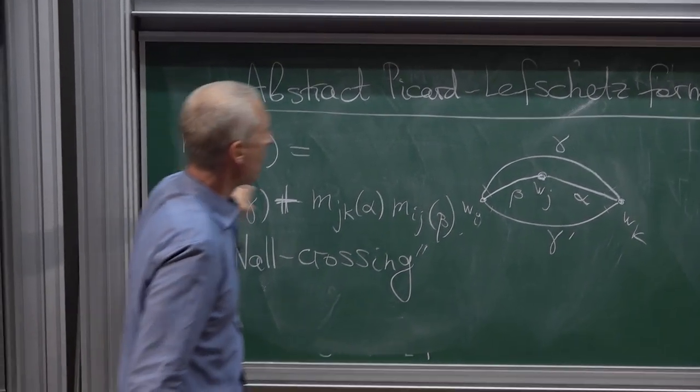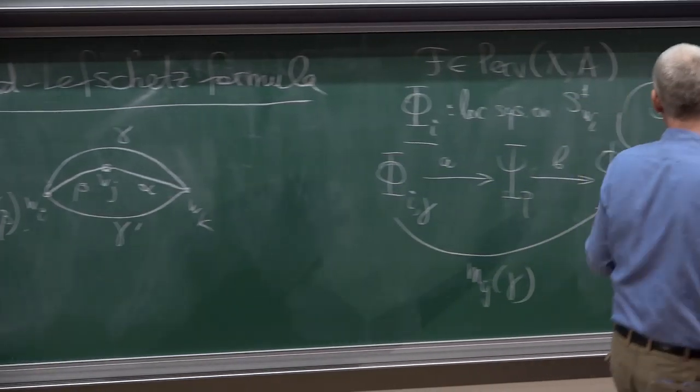So it works on the vanishing cycles or nearby? It acts on... No, it is. So M i j is a map from vanishing cycles to vanishing cycles.